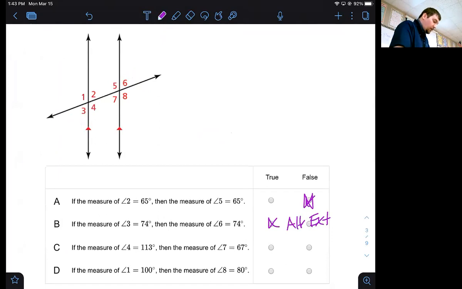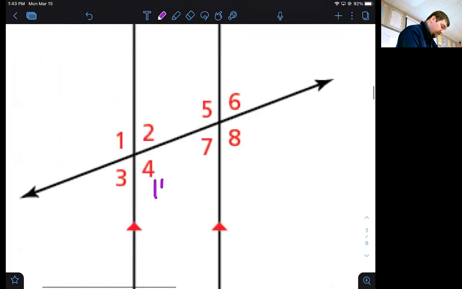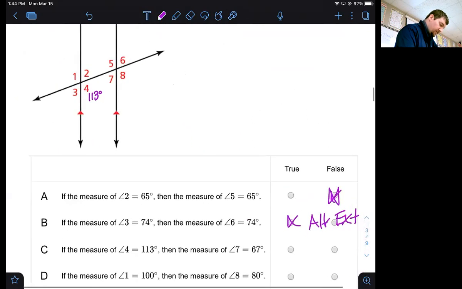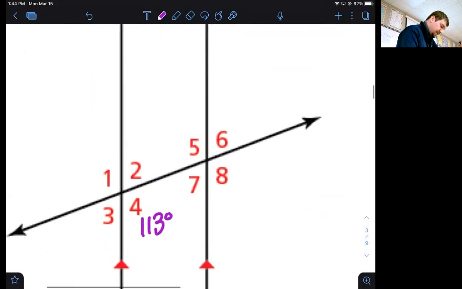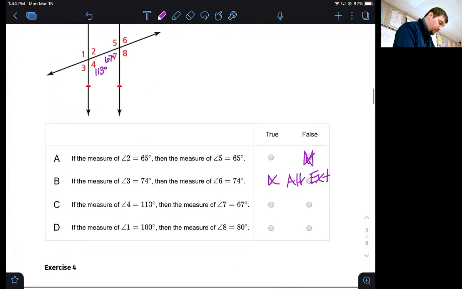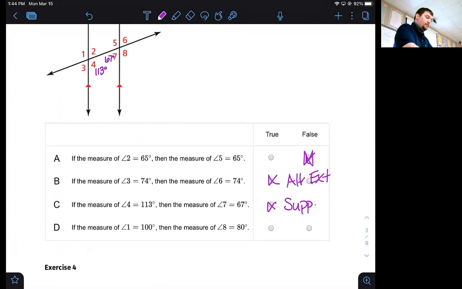Okay. Letter C, if angle 4 is 113 degrees, then the measure of angle 7 is 67 degrees. Does that add to 180? Because they're supplementary, right? Okay, so then put true, and then SUPP is the abbreviation for supplementary. They should add to 180.